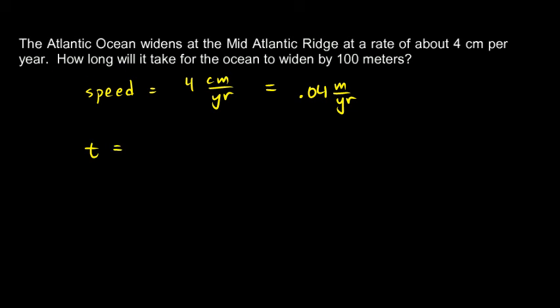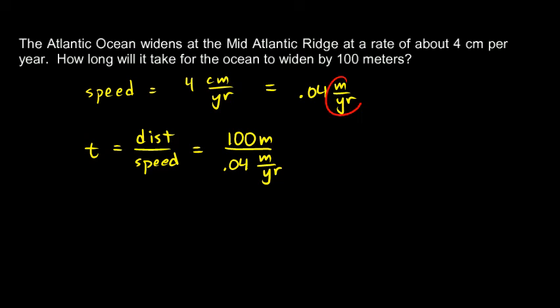So I use my equation involving distance, speed, and time. And the equation is going to work like this. Time is distance over speed. And we've seen this equation before. We just put in these numbers. To widen by 100 meters, moving at a speed of 0.04 meters per year. And now you can see why I converted this from centimeters per year to meters per year. Because I have a distance of 100 meters, I need my speed in meters per year. I need the units to be consistent. This way, mathematically, the meters there will cancel the meters there, and I'm left with years.